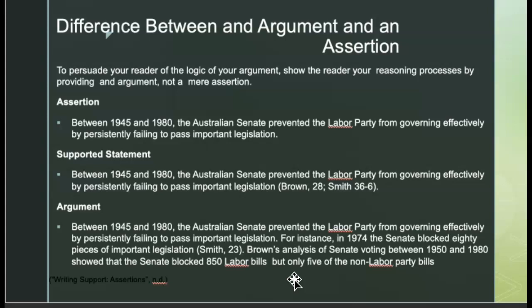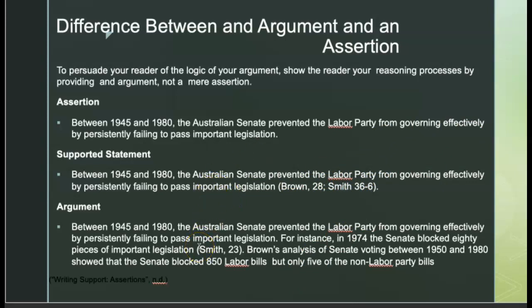So a supported statement is where you actually bring the research in to show that what you're saying is true. Same sentence, but now I'm adding the research, the citation at the end of the sentence. This isn't an APA citation, just so you know, but the point is you have a citation at the end of the sentence that supports what you're saying.